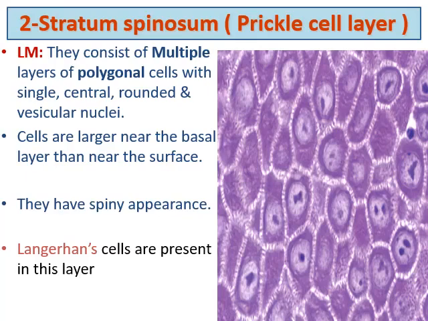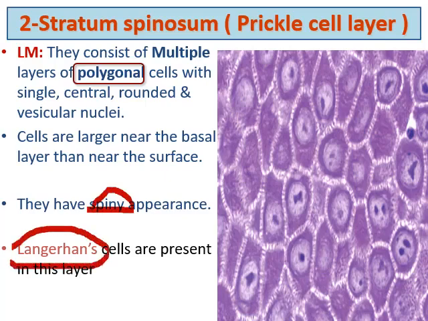It is formed of multiple layers of polygonal cells with a single central rounded vesicular nucleus. These cells are larger near the basal layer than near the surface. They have a spiny appearance. In this layer, which non-keratinocyte cell is present?